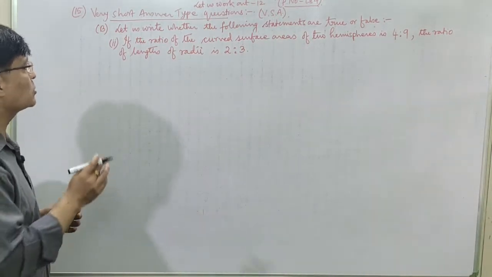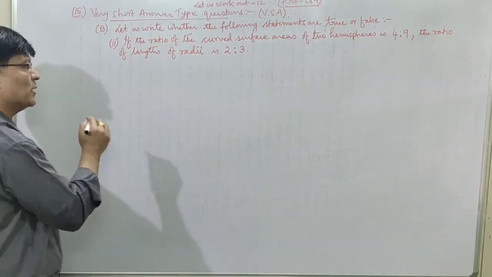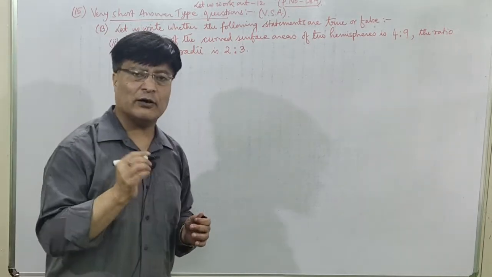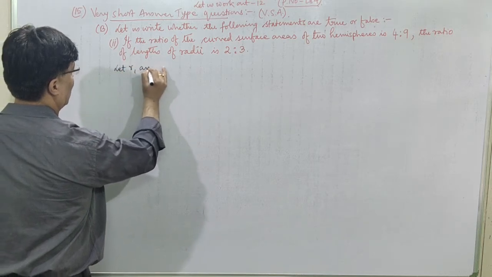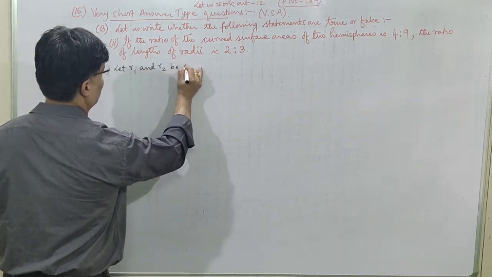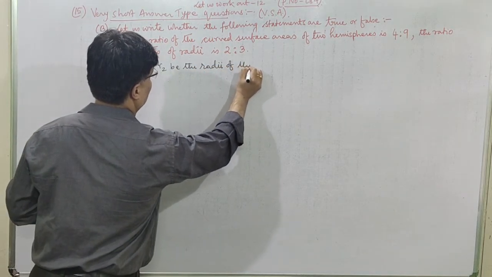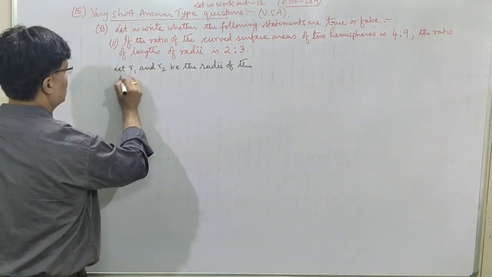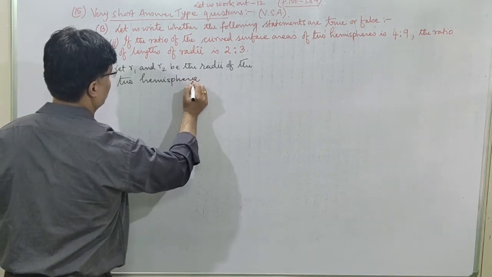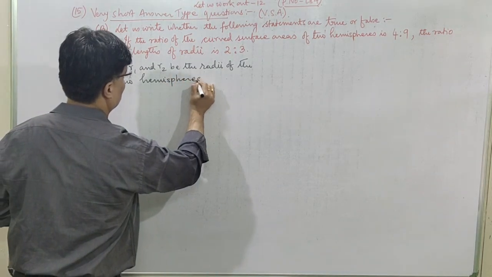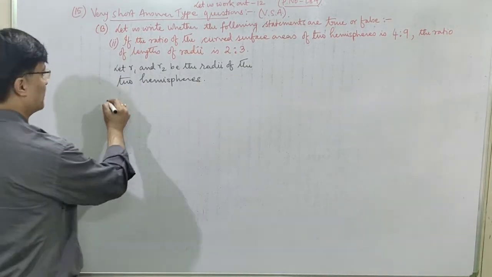So now you have to find out the ratio of the lengths of their radii. So let us assume the lengths of the radii of the two hemispheres. Let R1 and R2 be the radii of the two hemispheres. Okay? Now let us find out their curved surface area.